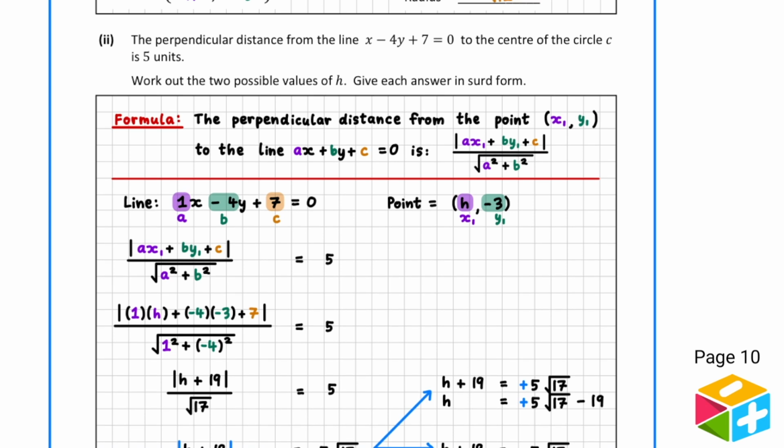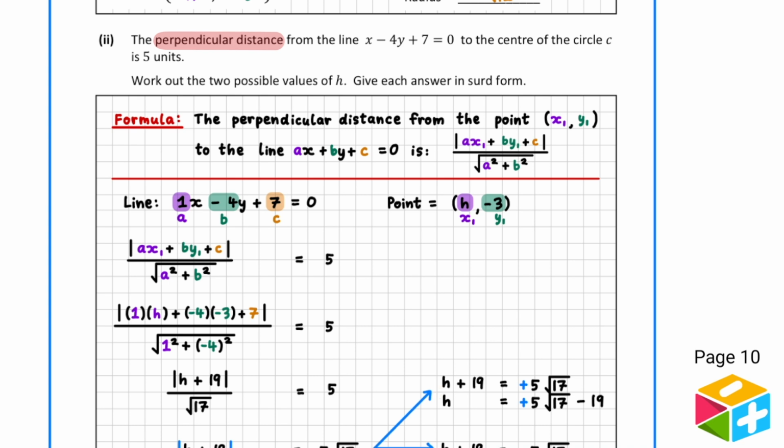In part 2, we're told that the perpendicular distance of a given line to the centre of the circle C is 5 units. We need to use this to work out two possible values of h. This question involves a perpendicular distance. The first step will be to open up our formula book and look this up.